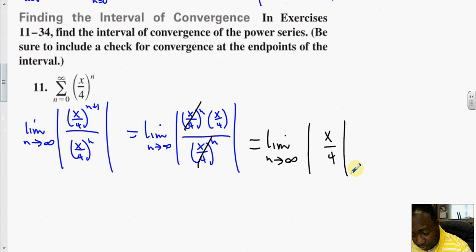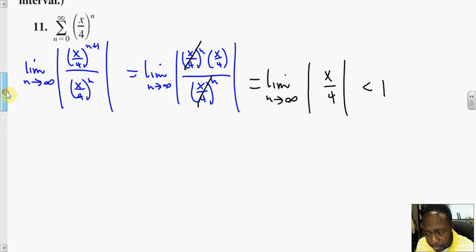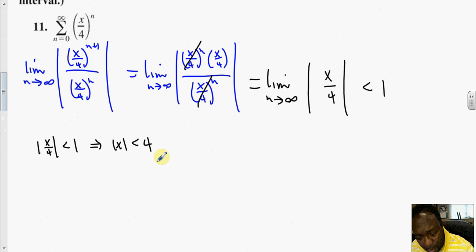For the ratio test to be convergent, we want the limit to be less than 1. Now the limit of x over 4, notice here that this is as n goes to infinity. So this x over 4 is a constant in comparison to n, because n is the one that's changing. X is a fixed number that was supplied by the user. We don't know what that number is. So this is the limit of a constant, which is a constant. So here we don't know if x is positive or negative, so we leave it in the absolute value less than 1. This implies that the absolute value of x is less than 4. So the radius is equal to 4.